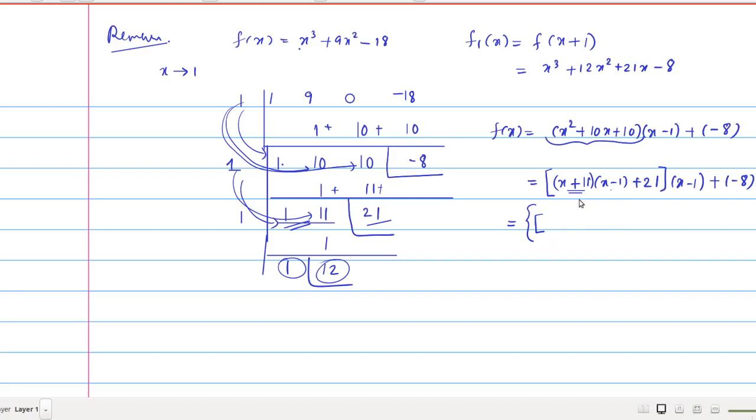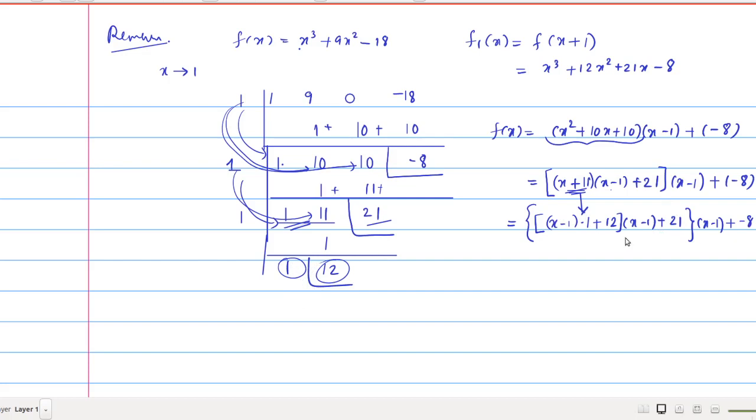But this x plus 11 can be replaced by 1 into x minus 1, x minus 1 into 1 plus 12. Okay, so that is the replacement of this, and here we have x minus 1 plus this 21 into x minus 1 plus minus 8. So this is the meaning of the last division.